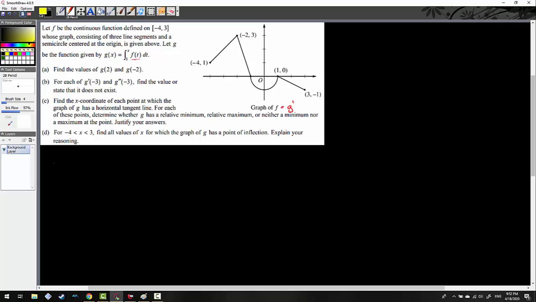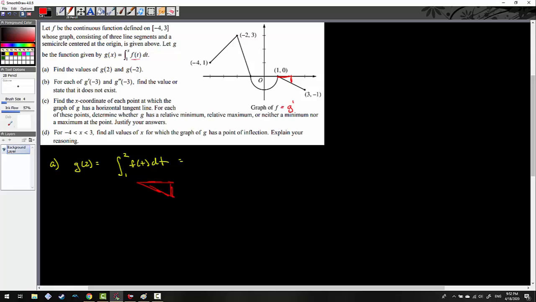So let's go and just take care of some of these answers here before we get into too much with our words. We're just going to find g of 2 and g of -2. So g of 2, well, what is that? That's the integral from 1 to 2 of f of t dt. Well, what is that? From 1 to 2, that's 1 here, and then 2 here. So that's going to be this triangle right here.